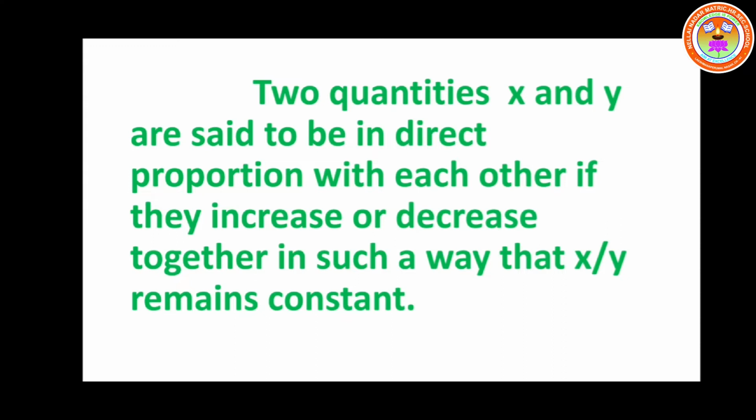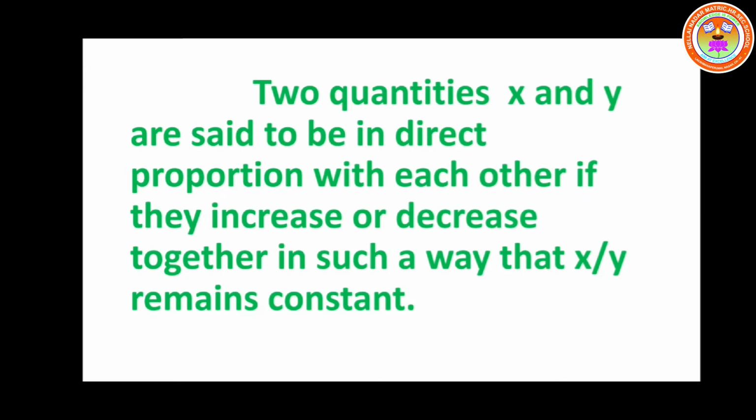Two quantities x and y are said to be in direct proportion with each other if they increase or decrease together in such a way that x divided by y remains constant. What is the meaning of constant? Any variable we can take. x by y is a constant term, like k. Anything we can take, it is a constant.